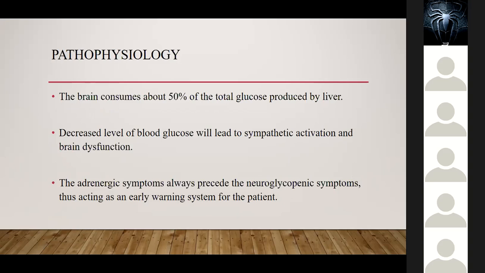So you can see that the brain consumes about 50% of the glucose that is produced by the liver.